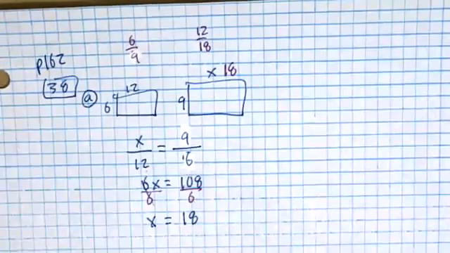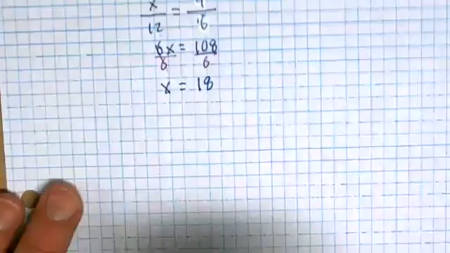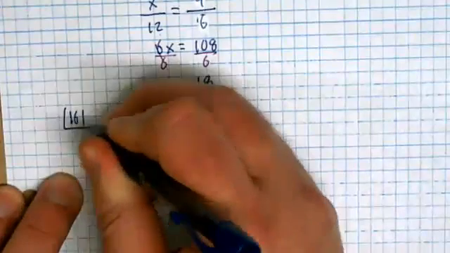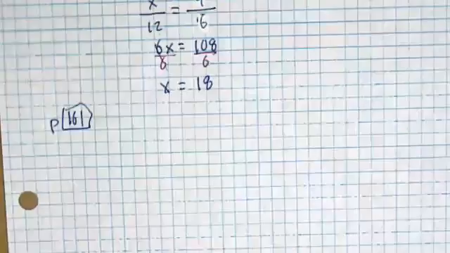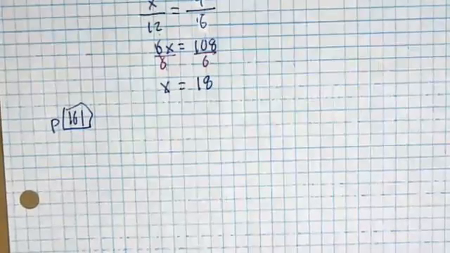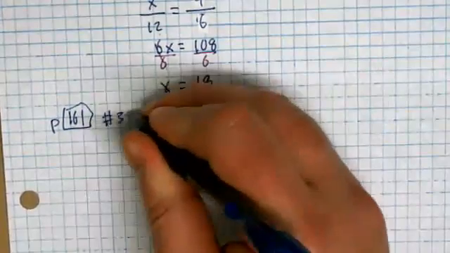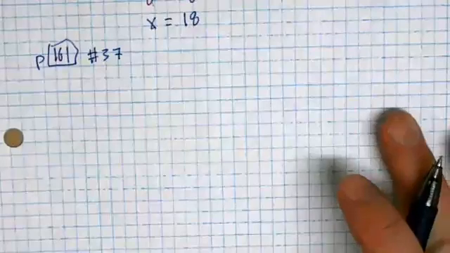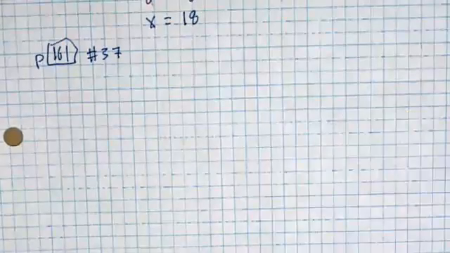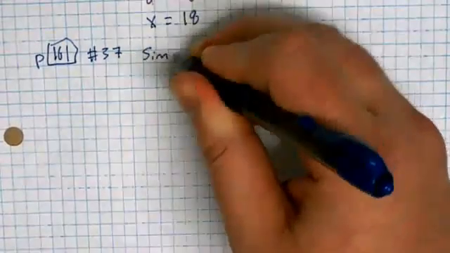We're going to backtrack a little bit. Flip one page back. This is on page 161. And I want us to look at number 37. So this is a really important problem because we're going to introduce something called a similarity statement. Let's go ahead and write that down.